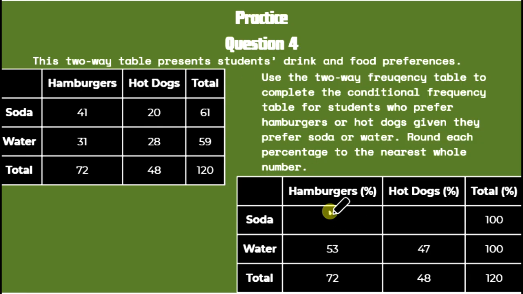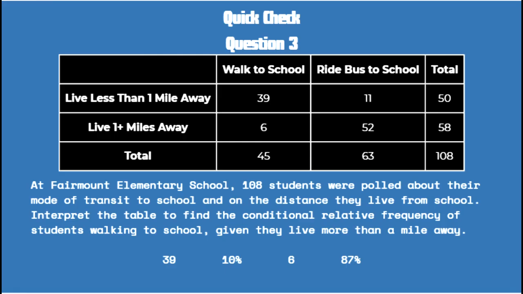So this is 67%. And then hot dogs, which I forgot already, is 20 divided by 61, gives us 0.327. So this is 33. There you go. Problem solved. Here's quick check question number 3.